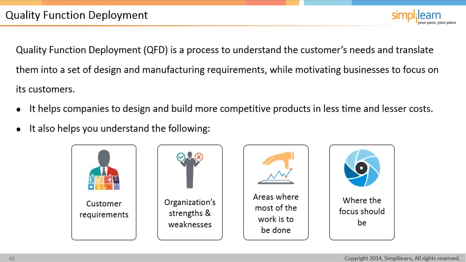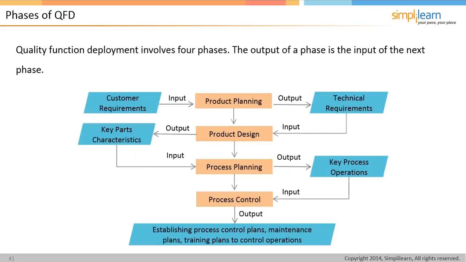So customer requirements, it's going to help you understand the organization's strengths and weaknesses. It's going to help you understand areas where most of the work is done and where the focus should be. Now we go about this in 4 phases, or at least the deployment of the QFD involves 4 phases. The output of a phase becomes an input of the next phase.